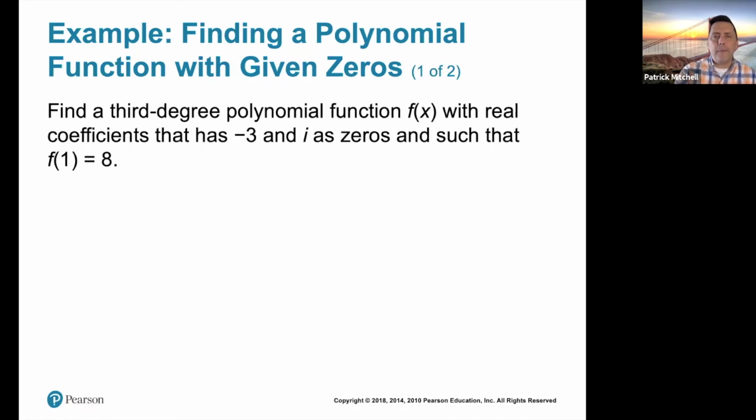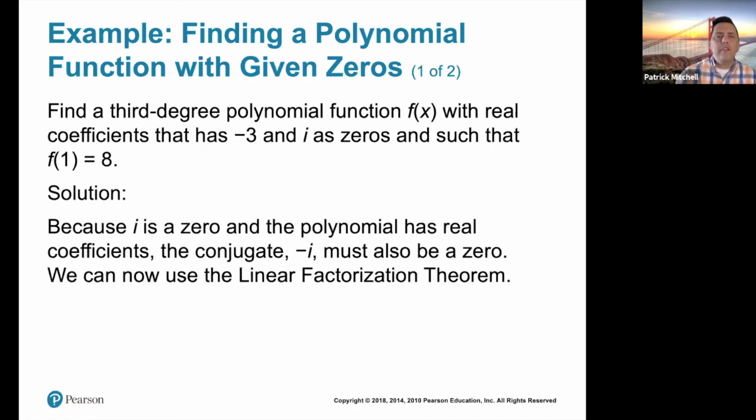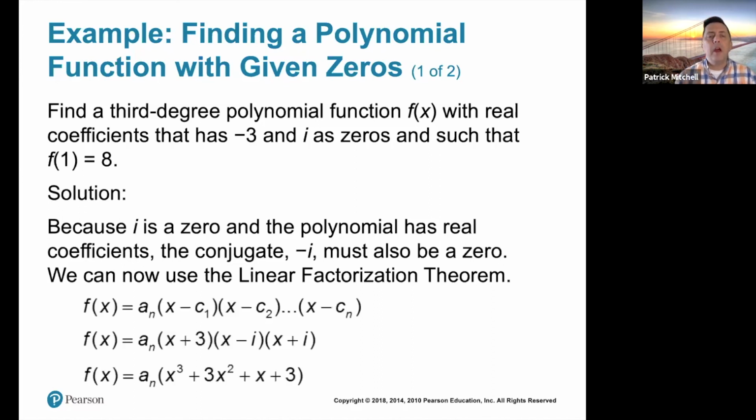All right, here we go. So first of all, because i is a zero and the polynomial has real coefficients, the conjugate, -i, must also be a zero. So using the linear factorization theorem, this polynomial has to have the form f(x) equals a_n times (x + 3) times (x - i) times (x + i). And when you multiply those all together, you should get x cubed plus 3x squared plus x plus 3.